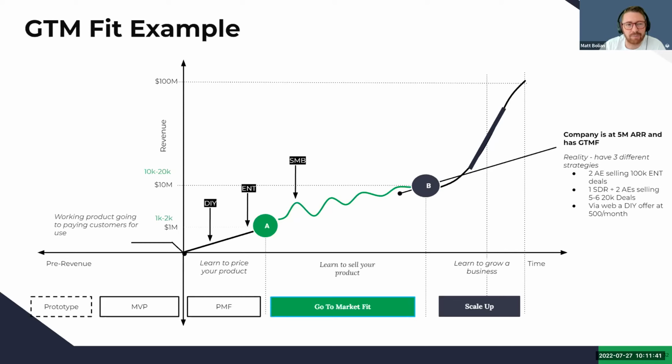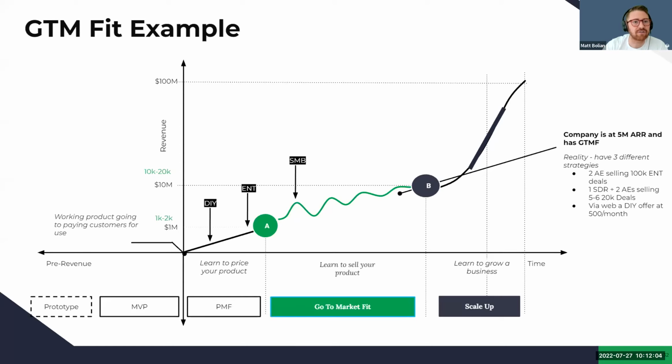In fact, we're still in product market fit for DIY, for do-it-yourself, which is that PLG motion, for enterprise and for SMB. And so this gets to the question Angela was asking, which I think is awesome: which one is your margin at? Which one is going to make you the most money long-term?